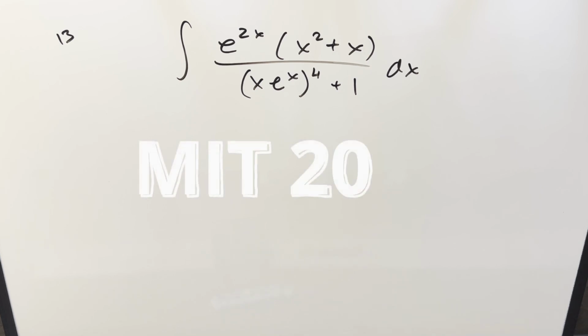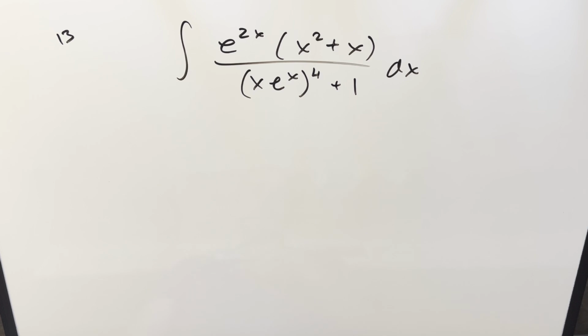Okay, we have here today another integral from the MIT Integration Bee 2025, number 13. We have the integral of e to the 2x, x squared plus x over x e to the x to the fourth plus 1 dx.